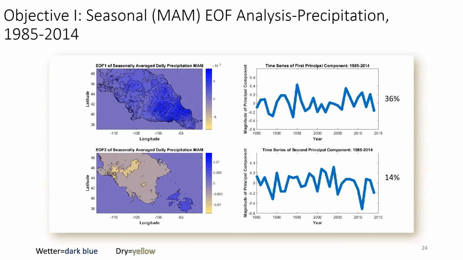Moving on to the springtime, again, for EOF1 in the upper left-hand corner, when the principal component value is positive, it's generally wetter across much of the river basin as compared to the December, January, February timeframe. Again, in years when the PC is negative, that indicates drier than normal conditions across much of the basin. For EOF2, when the principal component value is greater than zero, or positive, it's a little wetter in the southern edge of the basin and drier more in the northern half. But when the principal component flips its sign to negative, those conditions reverse, resulting in wetter conditions in the northern half and drier conditions in the southern half.